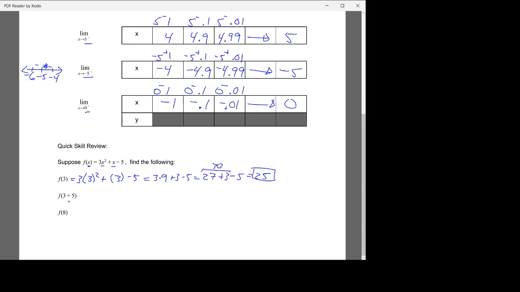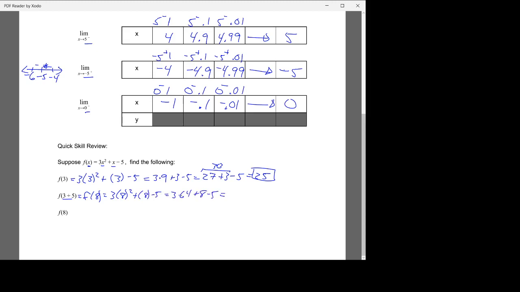Let's try f of 3 plus 5. Well, in this case, you have 3 plus 5 in parentheses, so I'll just write f of 8. Go ahead and add those guys. So 3 times 8 squared plus 8 minus 5. So again, we just square the 8 first. 3 times 64 plus 8 minus 5.